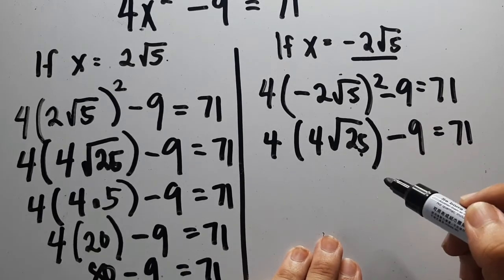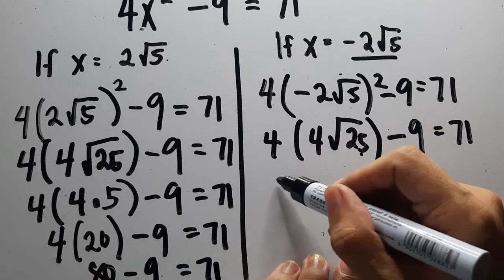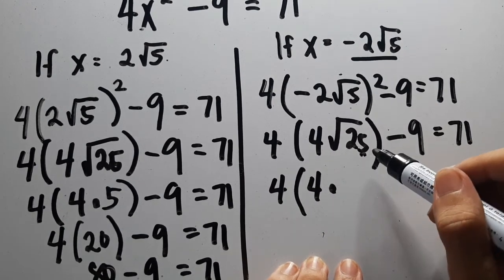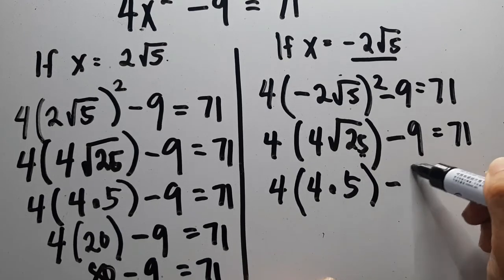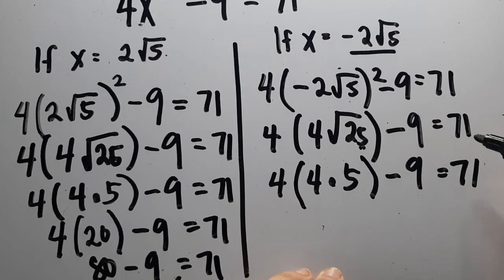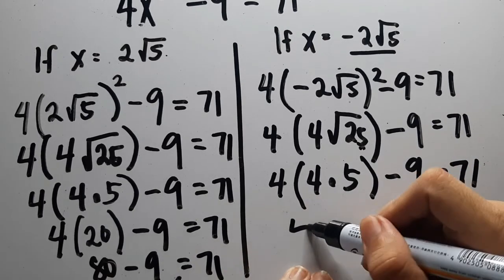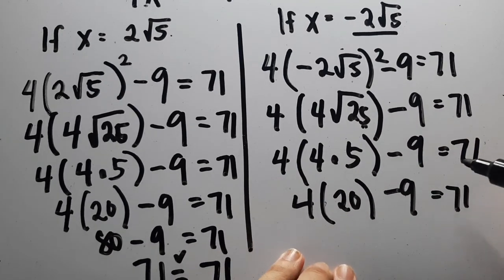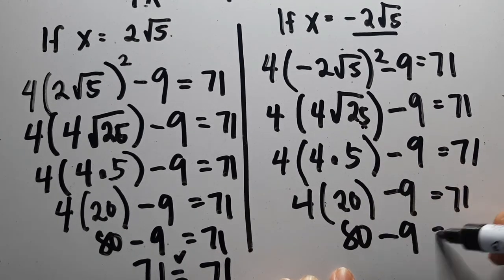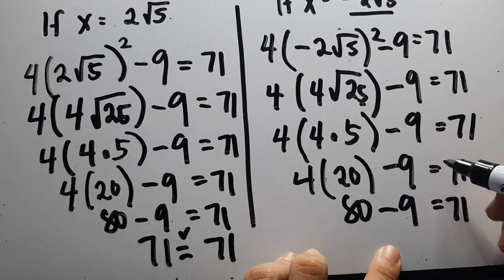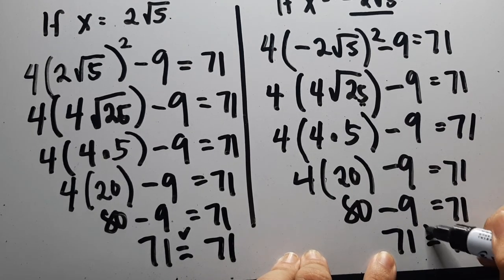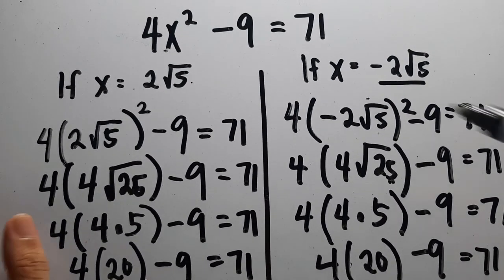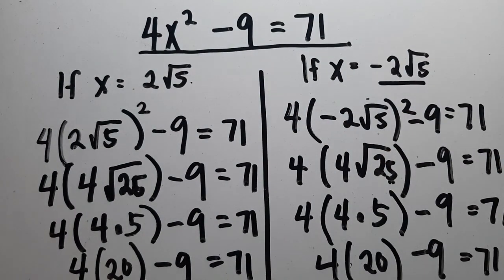So square root of 25 has a perfect square root, which is 5. So we have 4 multiplied by 4 times the perfect square root of 25 is 5 minus 9 is equal to 71. So 4 times 5 is 20. So we have 4 times 20 minus 9 is equal to 71. So 4 times 20 is 80 minus 9 is equal to 71. 80 minus 9 is 71 is equal to 71. So the two solutions satisfy the given equation, which is 4x squared minus 9 is equal to 71.